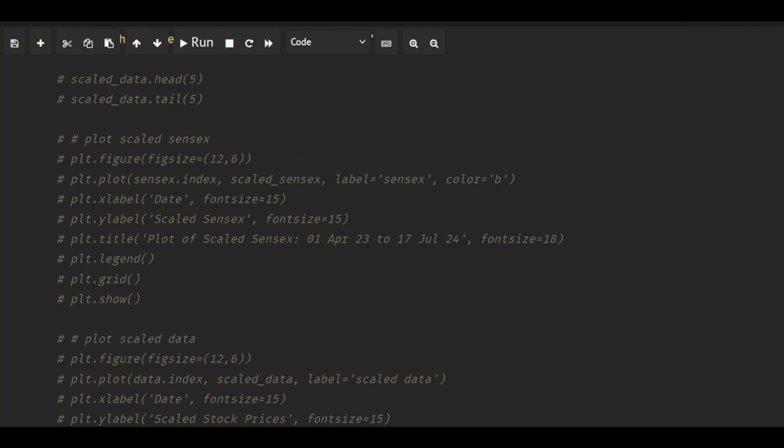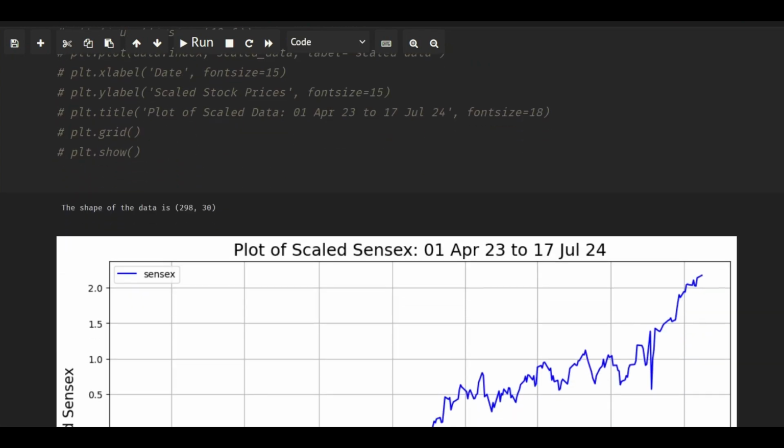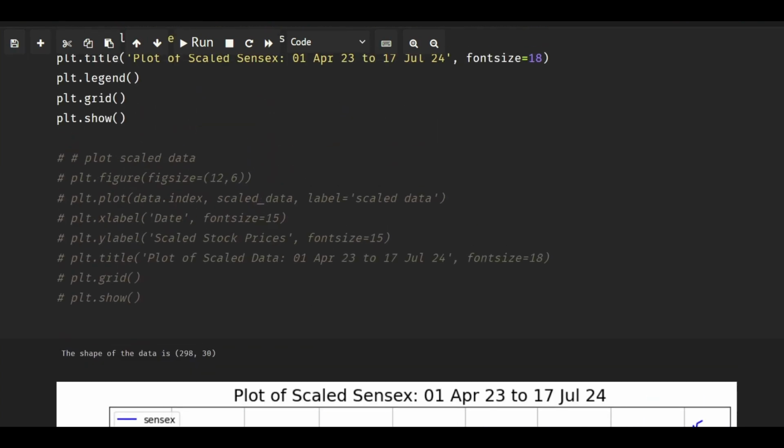I will also show you what happened to the Sensex data after scaling. Earlier my Sensex was going up to a very large number, that is 80,000 plus. Now it has been scaled down to something between -2 and 2, and now it is comparable with the rest of the stock market data.